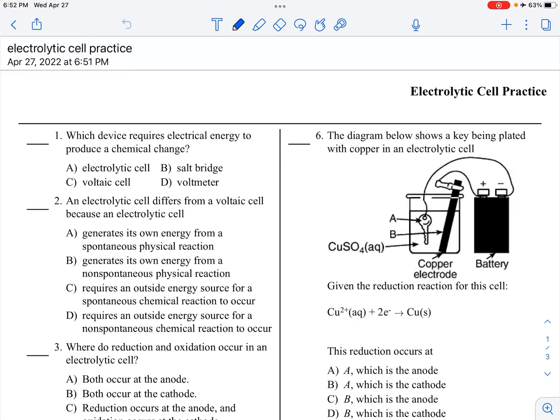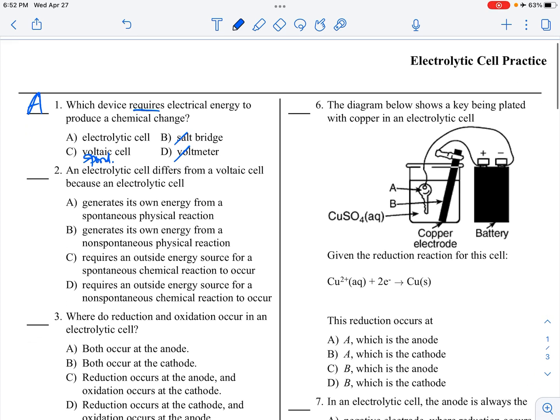Okay, so we have electrolytic cells. So let's get started. Which device requires electrical energy to produce a chemical change? That would be an electrolytic cell. Remember, the voltaic cell is the spontaneous one. So that's the other kind of electrochemical cell. Cell bridge and voltmeter are just parts of the voltaic cell.